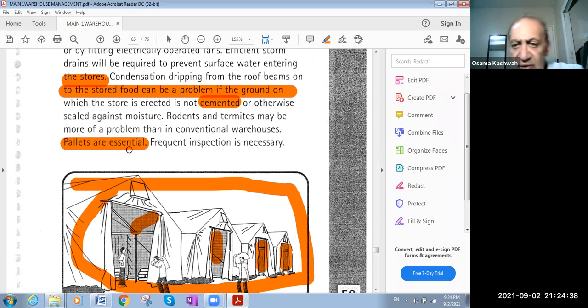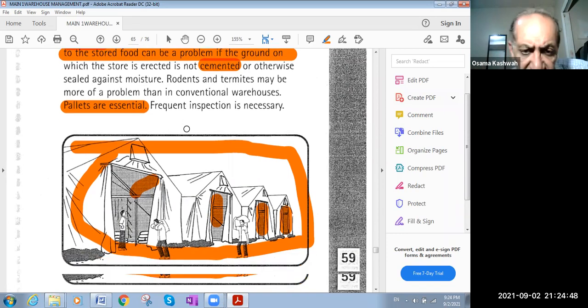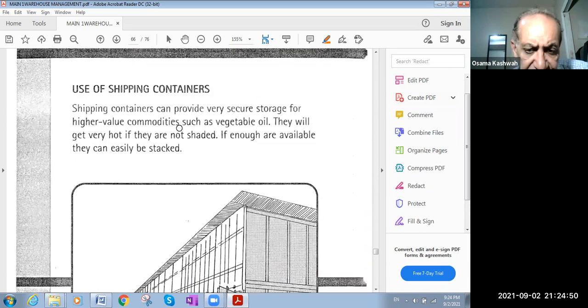Because we said there is a distance between the ground and the pallet's base, nothing will harm your storage, like water or whatever.